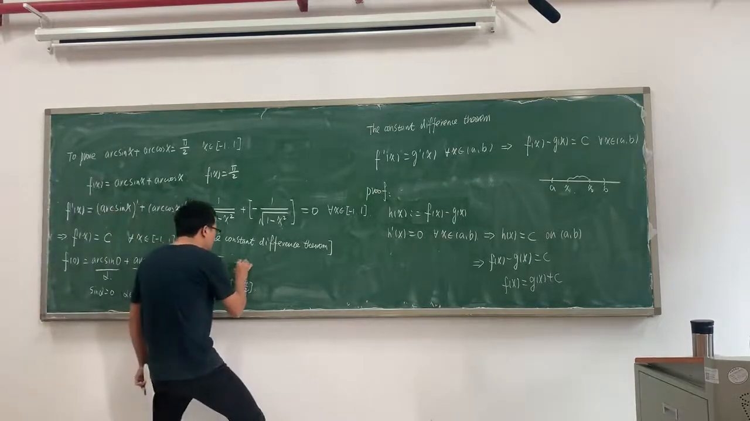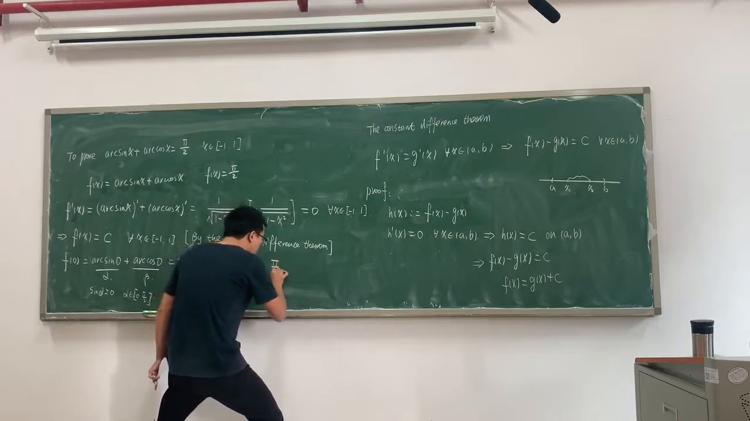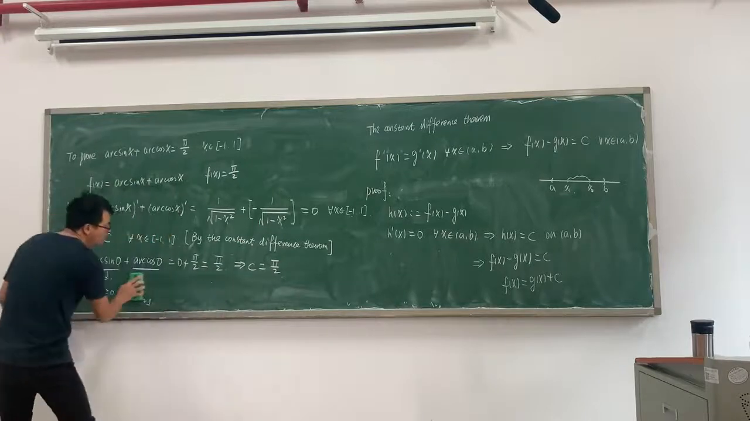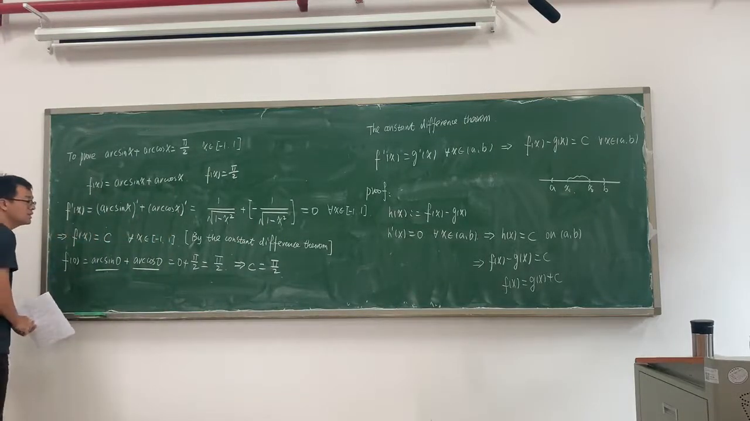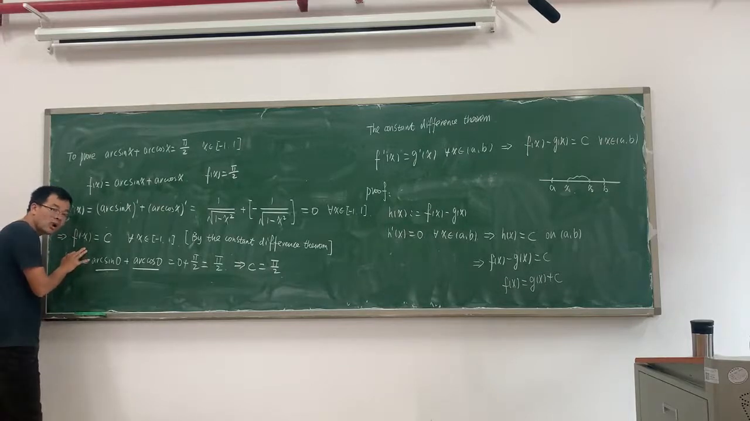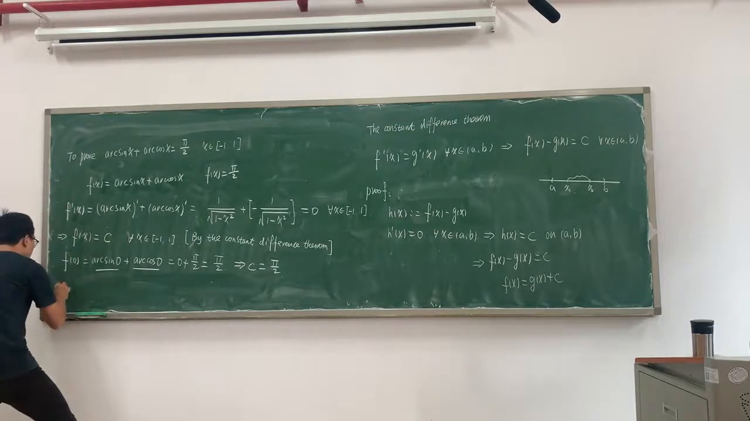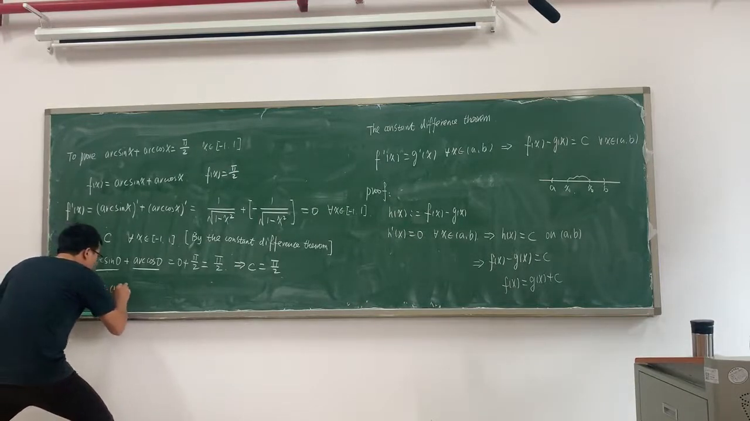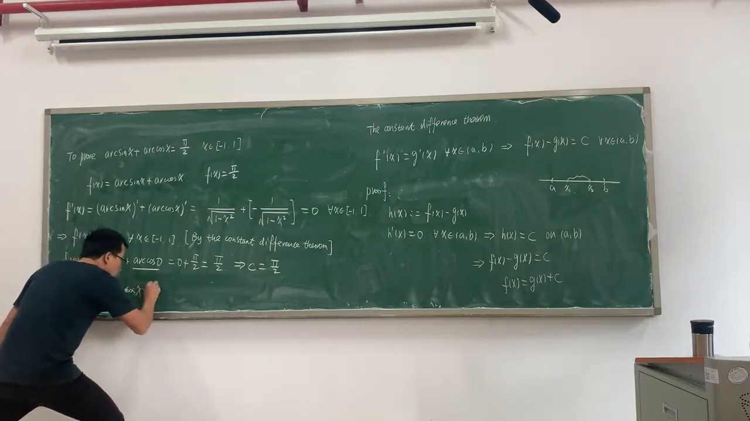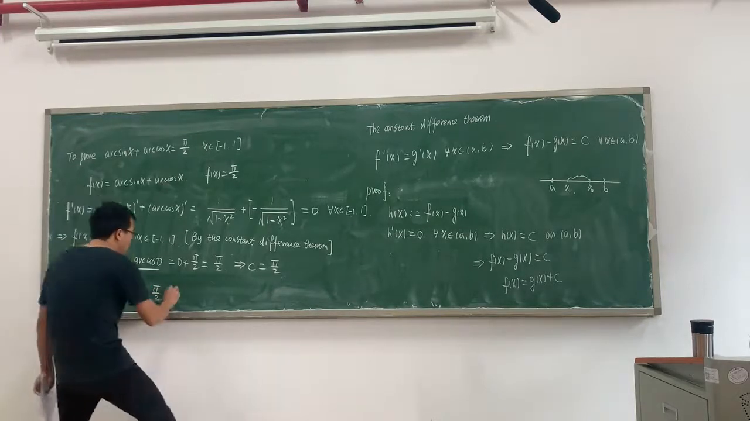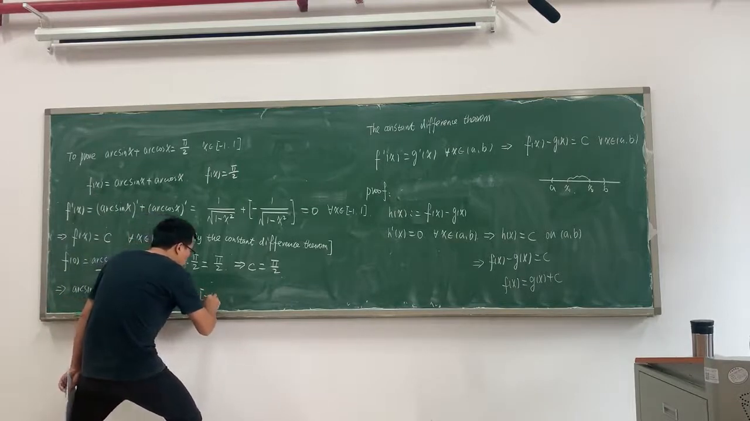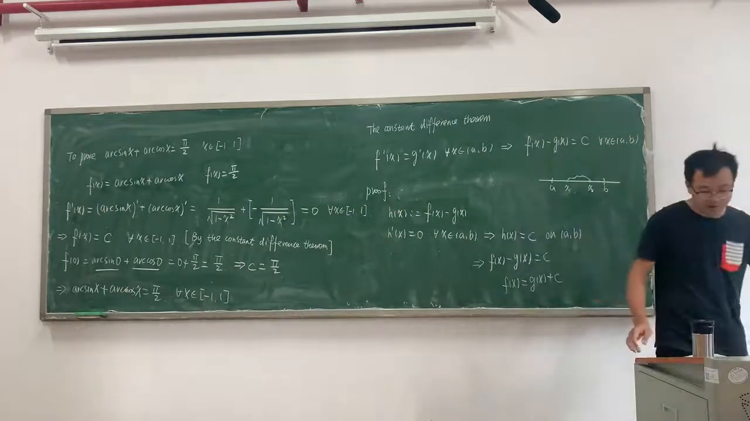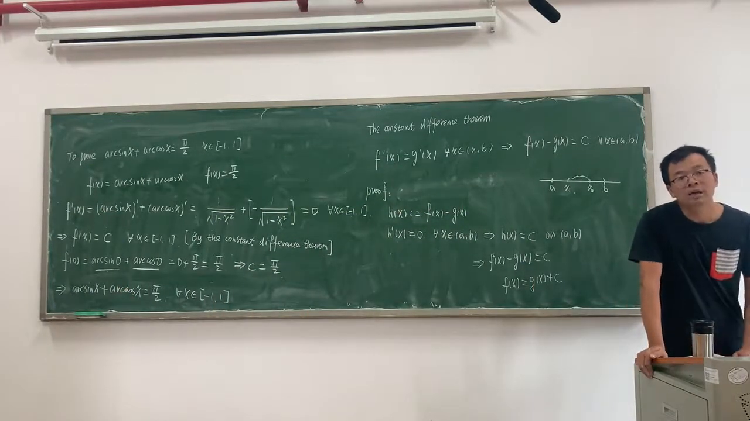So here we have the constant is 1/2 pi. So from here we have f(x) is a constant, and the constant is 1/2 pi. So the result is arcsin x plus arccos x equals 1/2 pi for any x in the interval from -1 to 1. So this is the end of this chapter.